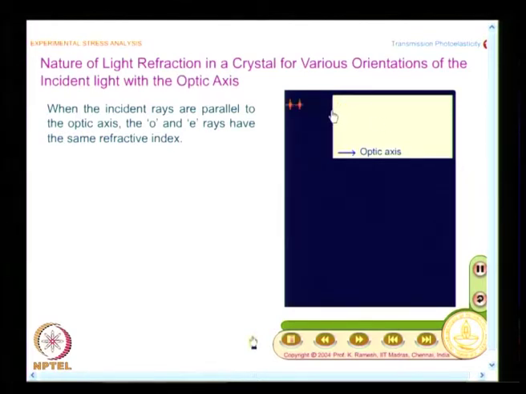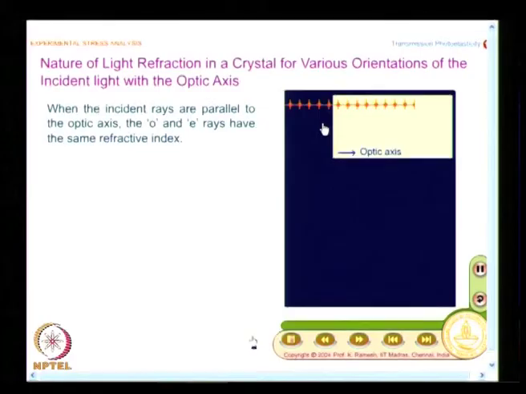I have the ray travelling as such, like in an isotropic medium. In an isotropic medium, you will have the unpolarized beam transmitted as an unpolarized beam. There is no speciality about crystal behavior here. So, what you find here is when the incident rays are parallel to the optic axis, the ordinary and extraordinary rays have the same refractive index.